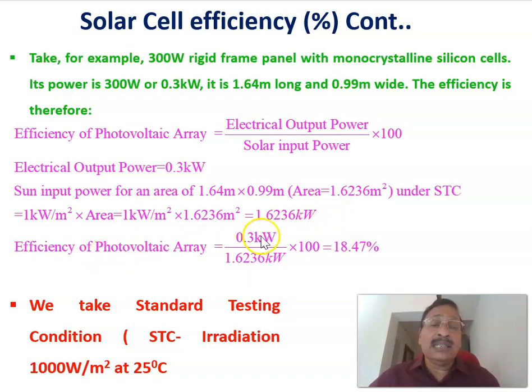Therefore, the efficiency is given by output power, that is 0.3 kW divided by 1.6236 kW into 100, and we get 18.4 percent. Therefore, the solar cell efficiency is only 18.4 percent. Normally, when we are calculating this, we take the standard testing condition, that is 1000 watts per meter square and temperature equal to 25 degrees centigrade.